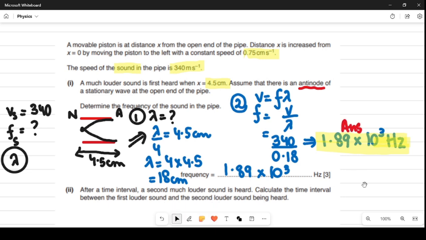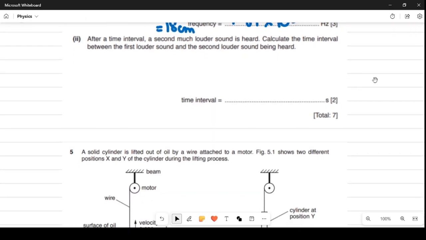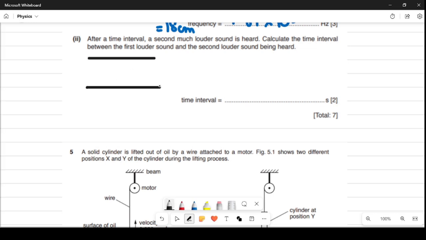Right. Let's move on. After a time interval, so some time passes, a second much louder sound is heard. Calculate the time interval between the first louder sound and the second louder sound being heard. He tells you that some time passes. You have an antinode, then you have a node, then some time passes, and then you hear another loud sound. Basically, you should have reached another node or an antinode. So you have a node, and then you have an antinode.